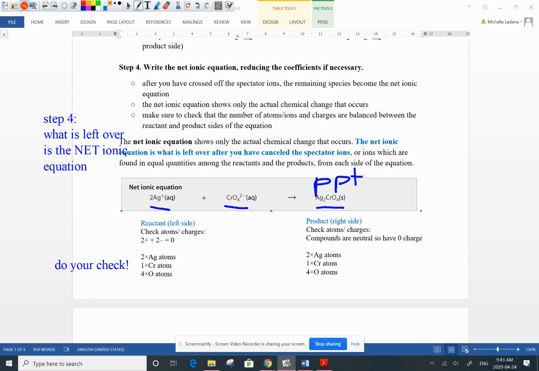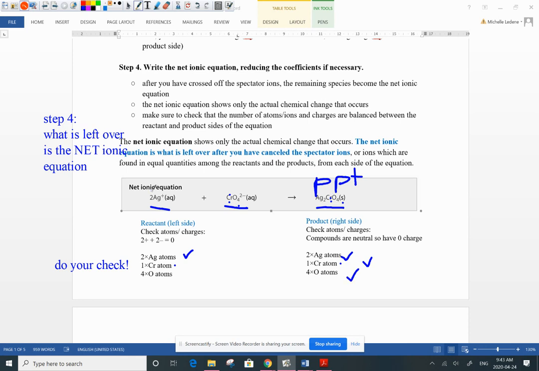Now, you might think you're done, but you're not done yet. You've got to do your double check. You have to check on the left side and the right side and make sure your atoms, your entities, have the same number, and also your charges. So here's this multiplier of a 2 for our silver. And over here, look at this. I have 2 silver. So my silver is good to go. Now I have 1 Cr, 1 Cr. We're good to go. And 4 O's on this side, 4 O's on this side. So my atoms are balanced.